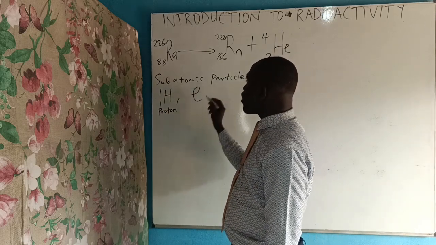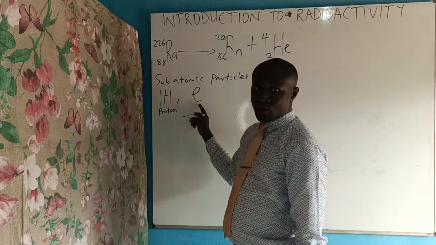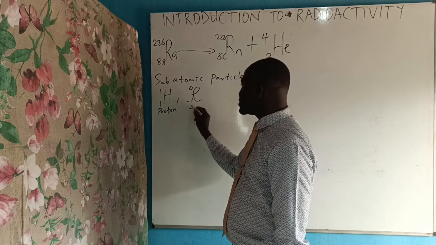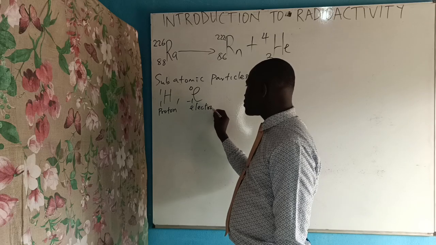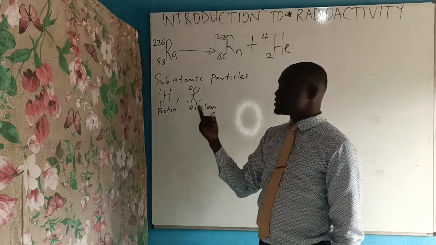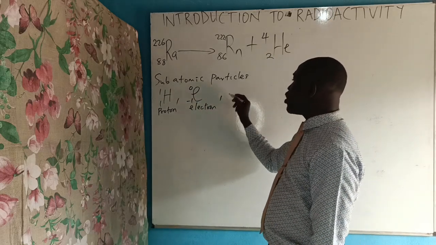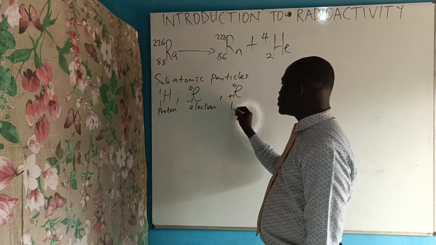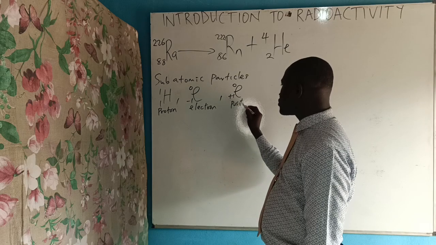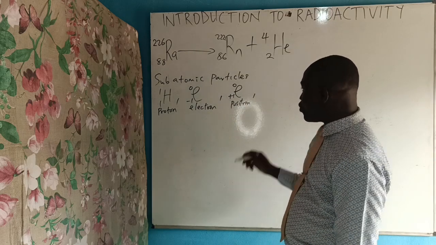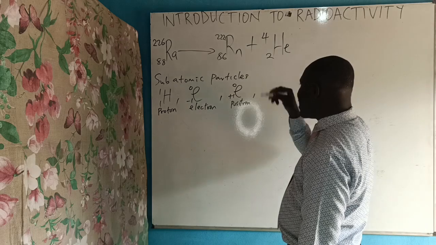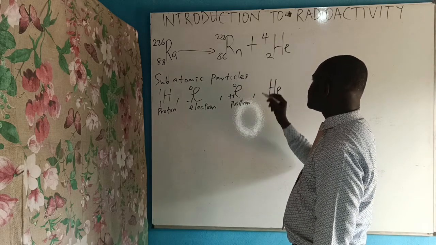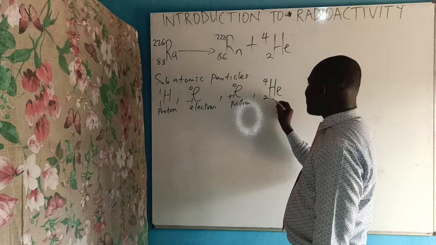Then we have what we call beta particle or electron. We write it this way. This is electron. These are some particles we can see in radioactivity. Then we also have what we call positron. This is called positron. Okay, we also have alpha particle. Alpha particle is this alpha particle.